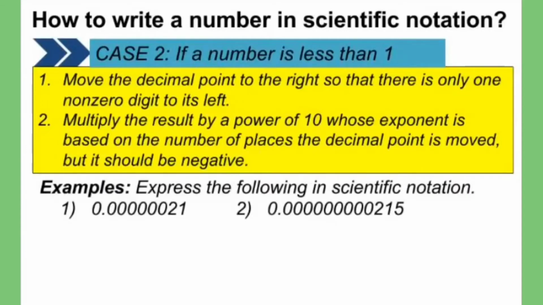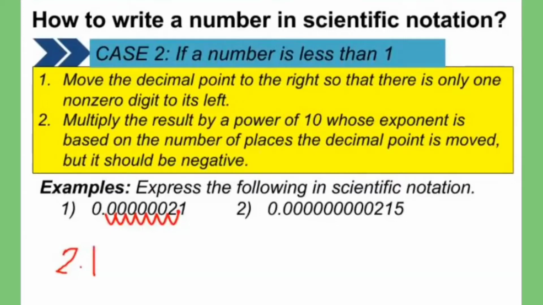Sa unang example, kapareho ng ginawa natin, i-move lang natin ang decimal point. So we have... at hanggang dyan na lang natin dapat i-move ang ating decimal point kasi meron na tayong isang non-zero digit to the left side of our decimal point. And that is the digit 2. So we can now write it in scientific notation.